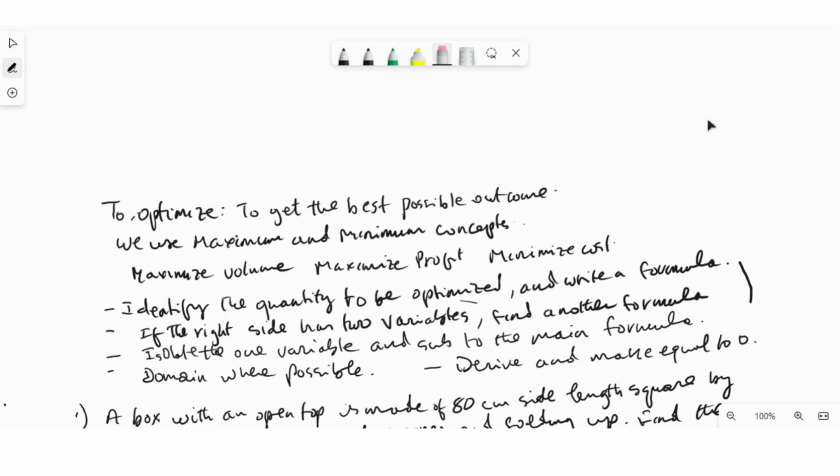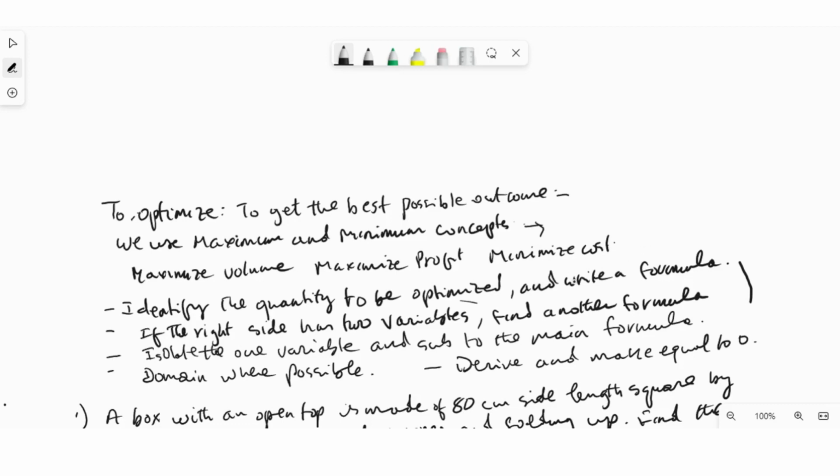So what does to optimize mean? To optimize means to get the best possible outcome. So we use maximum and minimum concepts to optimize. What do we optimize? We can do maximum volume. We want to have maximum profit. We want to have minimum cost. We want to have maximum revenue. No one wants maximum cost.